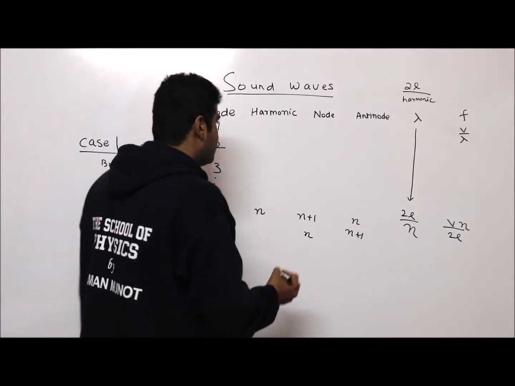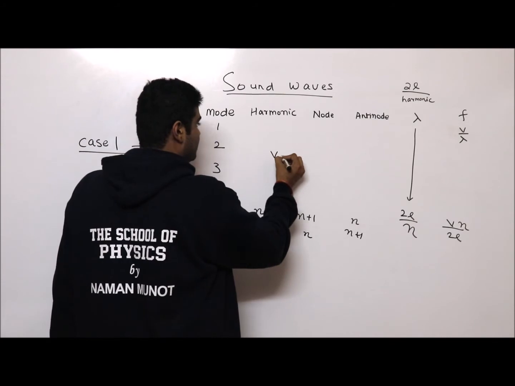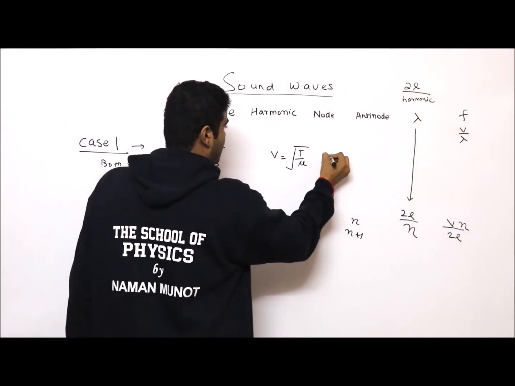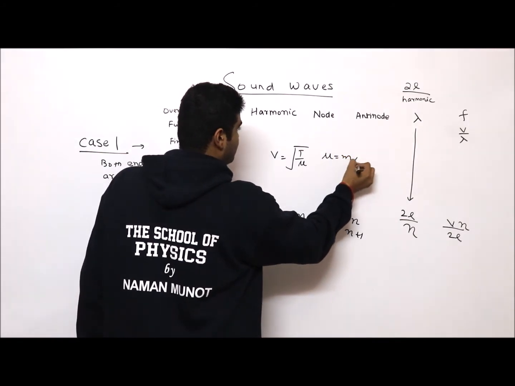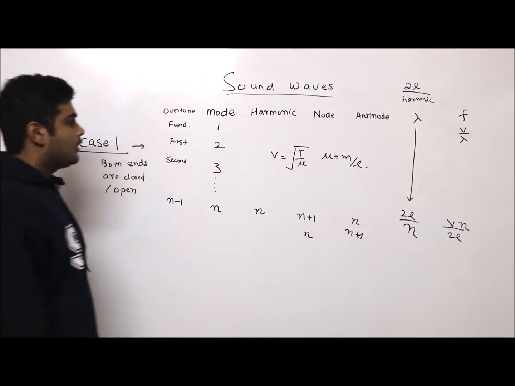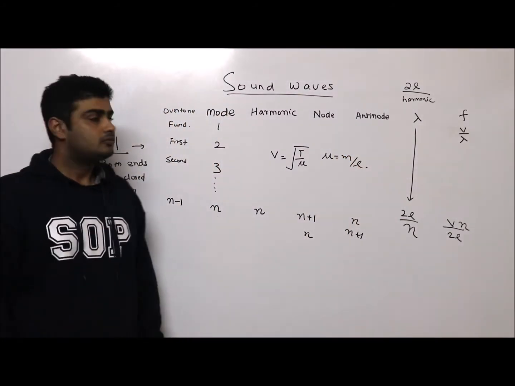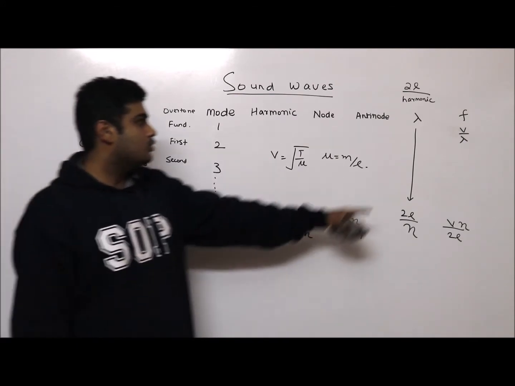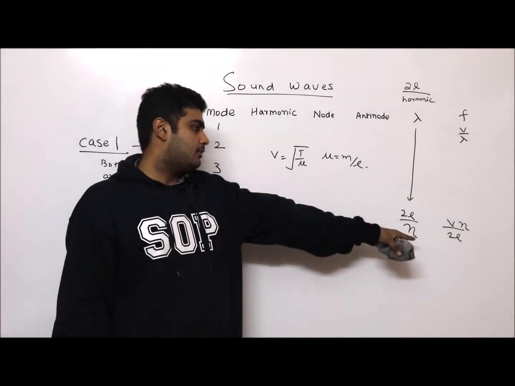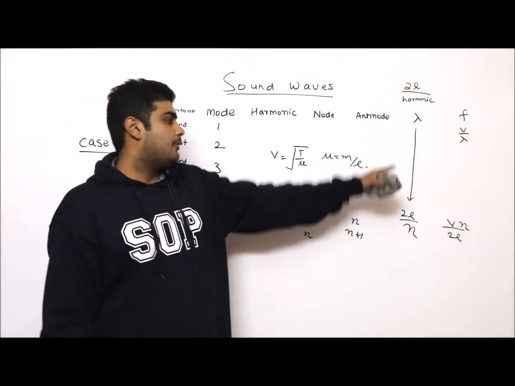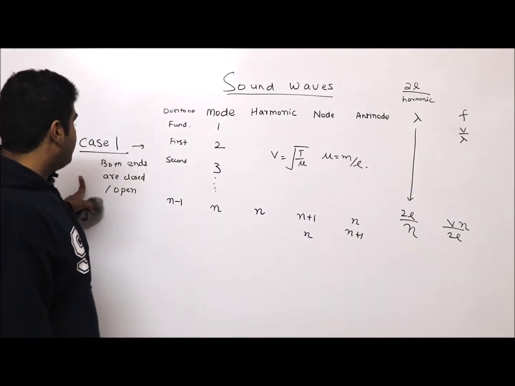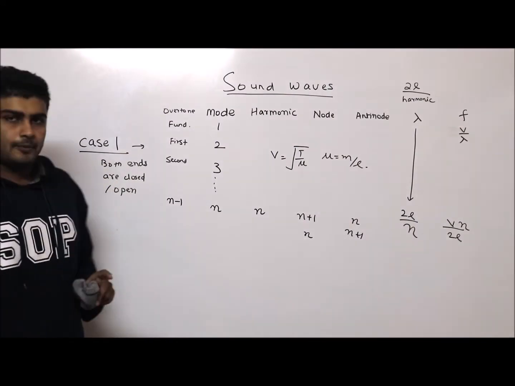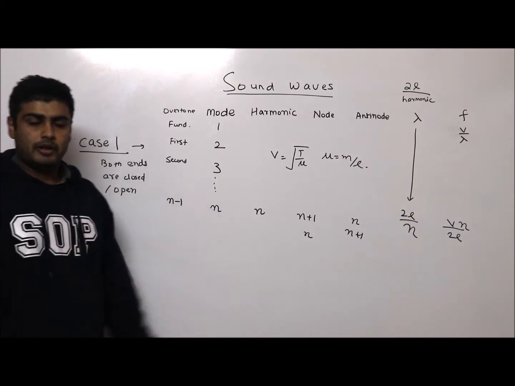And what was velocity? Velocity we knew was under root of T by mu, where mu was mass per unit length, where mass was in kg. So this is mass per unit length. V is equal to under root T by mu, frequency is v into n upon 2L. Lambda is equal to 2L by n in the case when both the ends are closed or open. Have a look, very important thing.